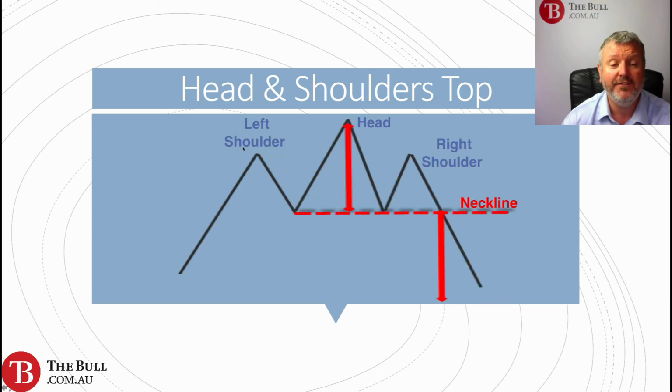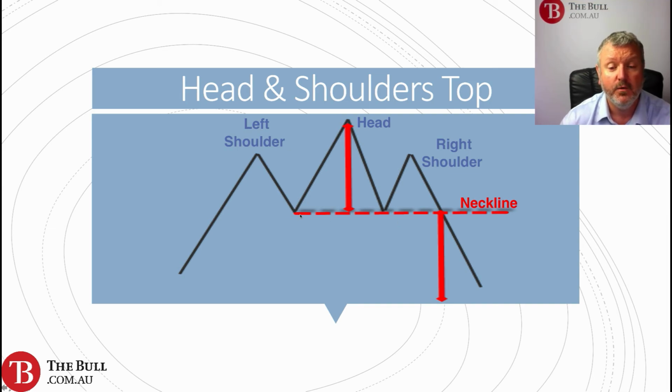So here we have the graphic showing three successive peaks. The highest peak is in the middle, which is seen as the head. This is the left shoulder, the right shoulder, at approximately the same level. And then we join the lows in here between the two shoulders and the head.